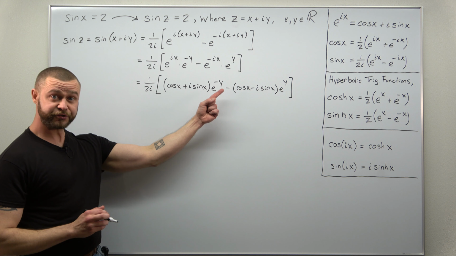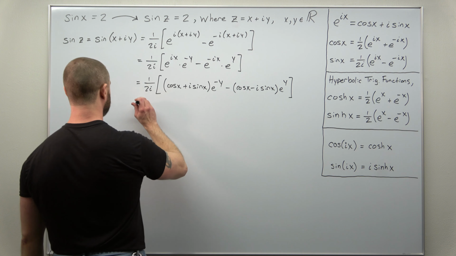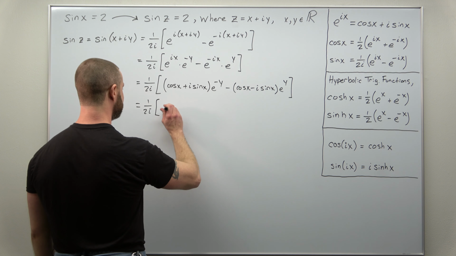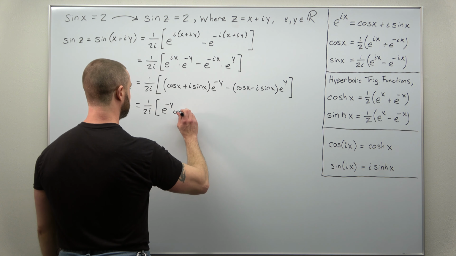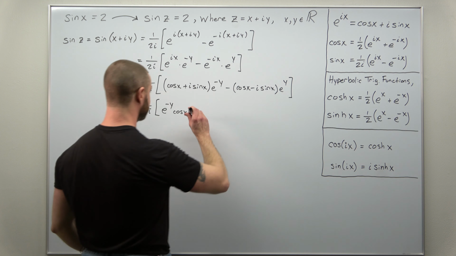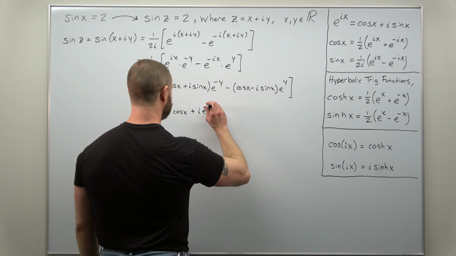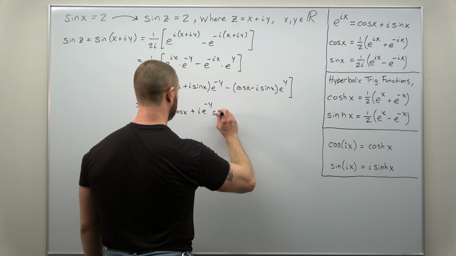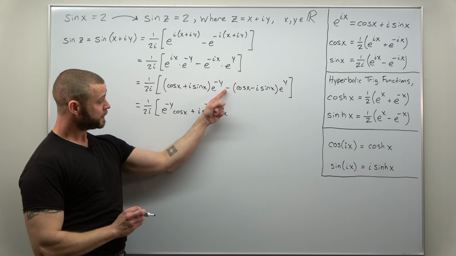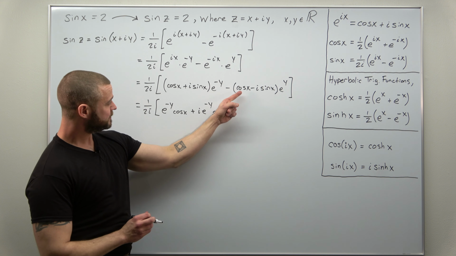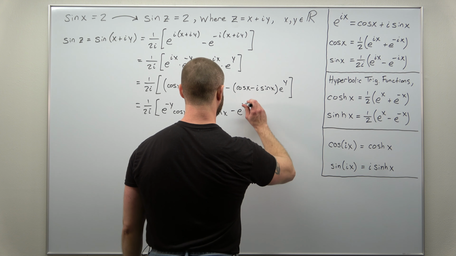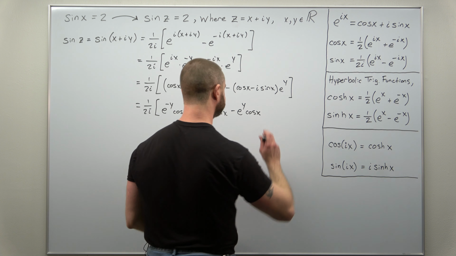From here, we can go ahead and distribute through the parentheses. And if we do that, we'll get e to the negative y times cosine of x. Looks like we have a factor of i, and then e to the negative y times sine of x. Again, be careful with your negatives here. Looks like we'll get a negative cosine of x e to the y. So I'll write that as minus e to the y cosine of x.